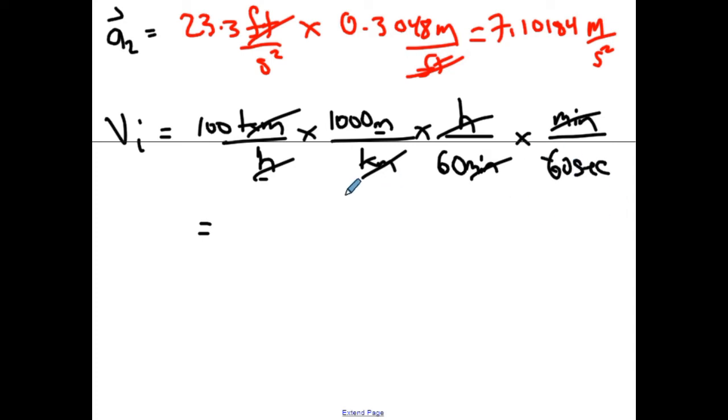And so you should, hopefully in your calculator, get this result here, 27.7 repeating. That's your meters per second value. Now, that's confusing to a lot of kids.